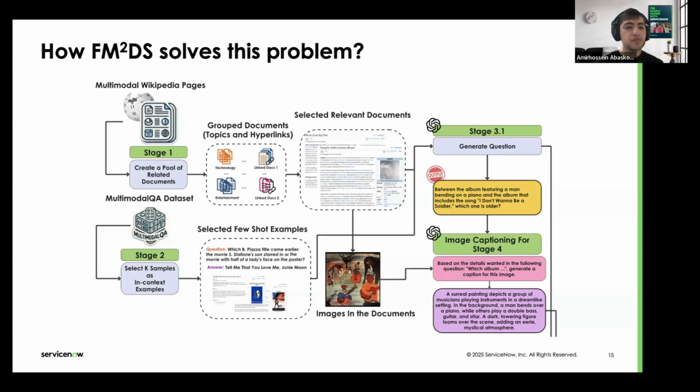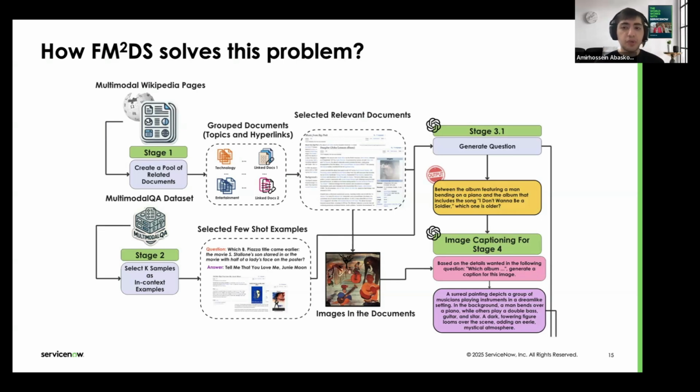In stage two, we select case samples as in-context examples. We use the multimodal QA dataset, which is a human annotated dataset, usually for multimodality, but it has samples with multimodal and multi-hop question answering as well. So we use those samples to come up with a few-shot example. We use one shot example in most of our experiments, although we have more than one in-context example in one of our ablation studies. And we use these few-shot examples as well.